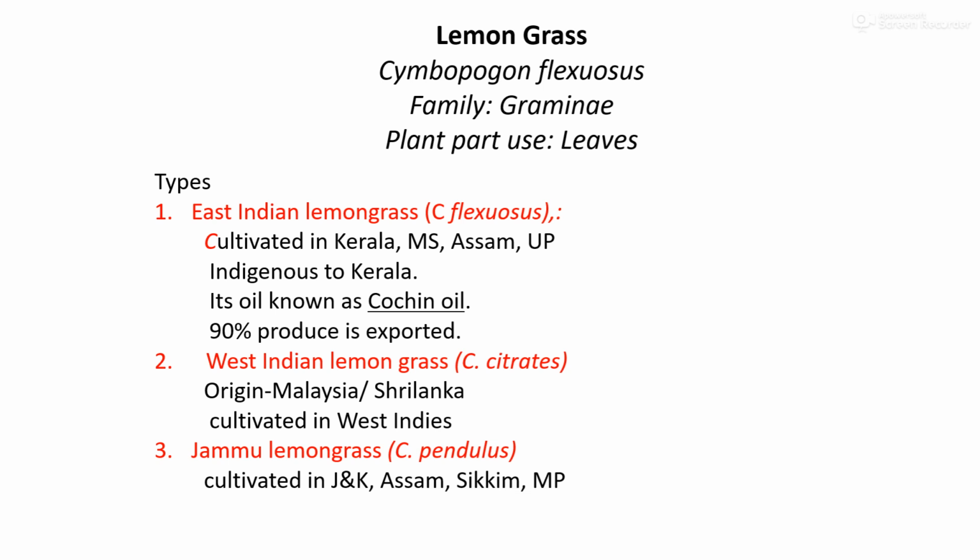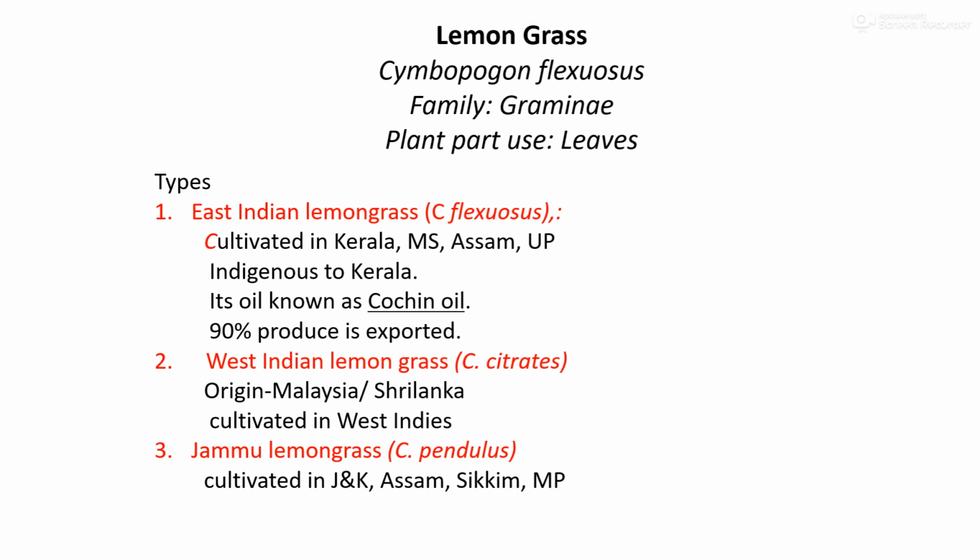Lemongrass. The botanical name of lemongrass is Cymbopogon flexuosus, which comes under the family Gramineae. The plant part used for the extraction of essential oil is the leaves. There are three types of lemongrass. Number one is East Indian lemongrass, that is Cymbopogon flexuosus. Second is West Indian lemongrass, that is Cymbopogon citratus. Third is Jammu lemongrass, that is Cymbopogon pendulus.